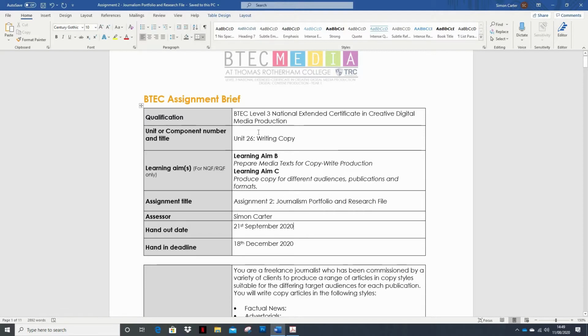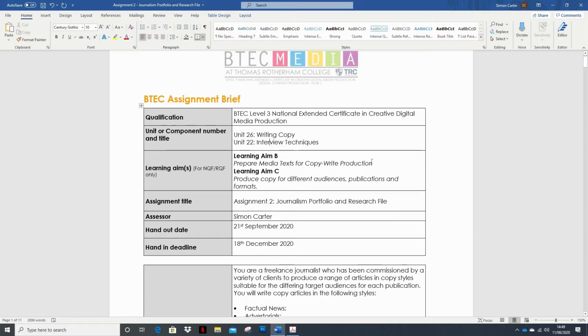So this one here, I'm using assignment 2 just because it's the one that I've got open for me right now, is going towards unit 26, and actually that also should say unit 22 interview techniques as well. Never mind. So you know that this assignment is going towards these two units. There's a little bit for unit 26 and a little bit for unit 22. It also tells you what specific learning aims you're going to be working towards.